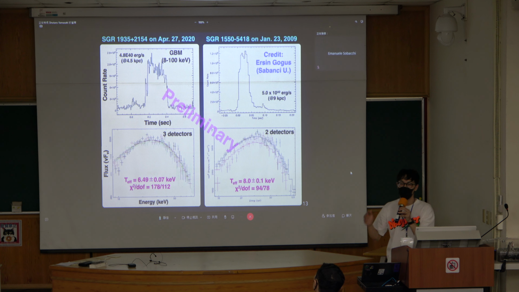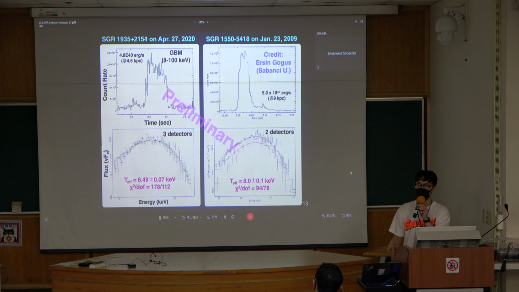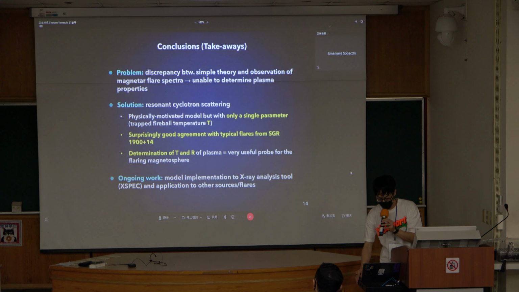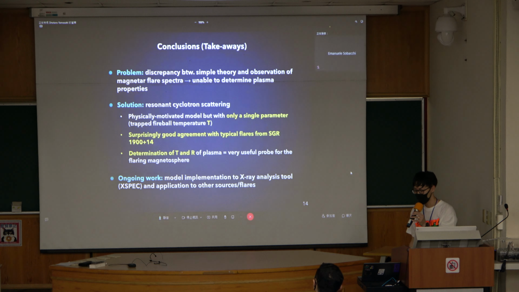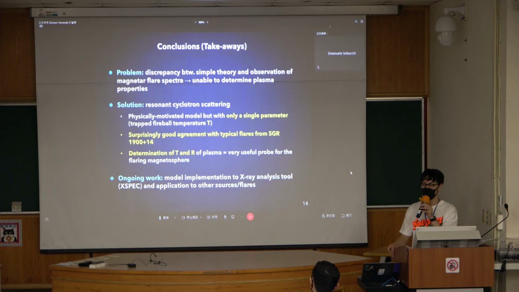This kind of model is very useful because we have lots of data depending on the bursting episode, and we can see the temporal evolution. Depending on the episode, we can see an increase or decrease of this temperature, which would be useful for the future understanding of FRBs and magnetar flares. Okay, thank you. I wrap up here. This is the takeaway. We had a problem. We solved this problem with a simple model, and it really works. And yeah, that's it. Thank you so much.